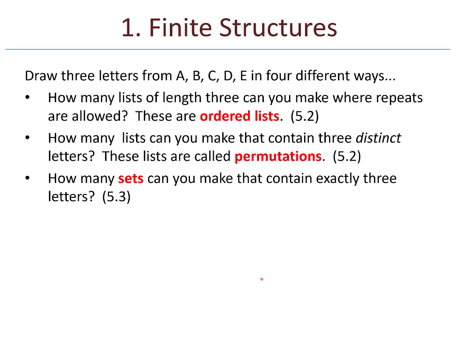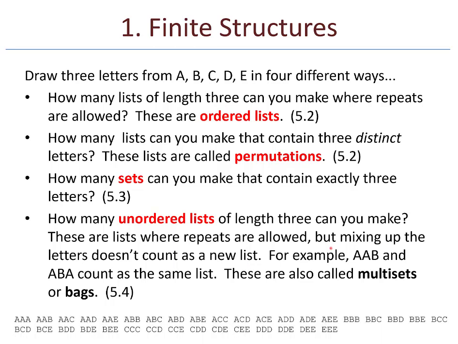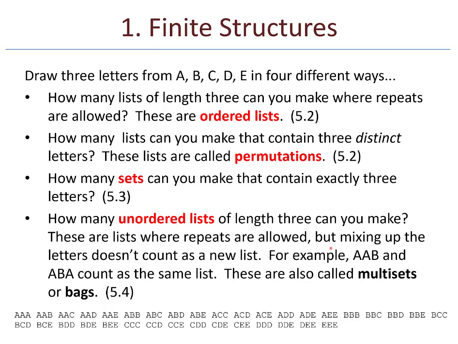And lastly, I might ask, how many unordered lists of length 3 can you make? Now let me explain an unordered list. These are lists where repeats are allowed, but mixing up the letters doesn't count as a new list. For example, AAB and ABA count as the same list. These are also called multisets or bags. Here we go. Here are the unordered lists in our problem. Take a look. I see AAB, but I don't see ABA or BAA.